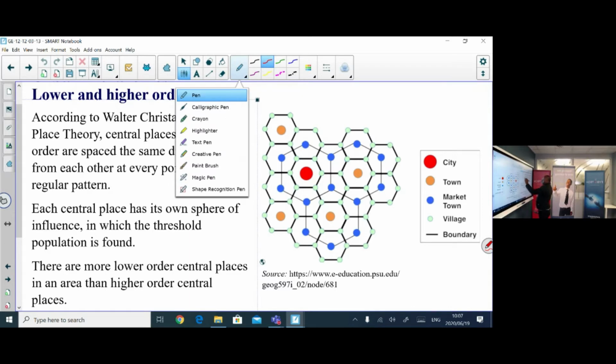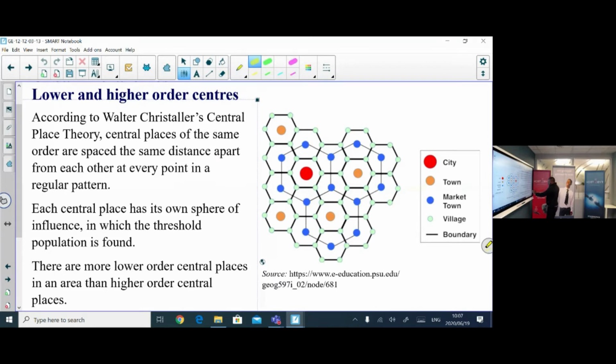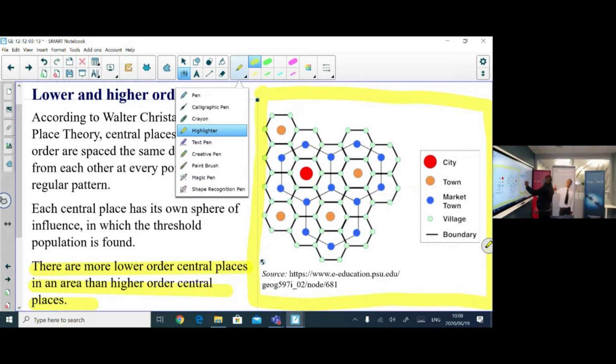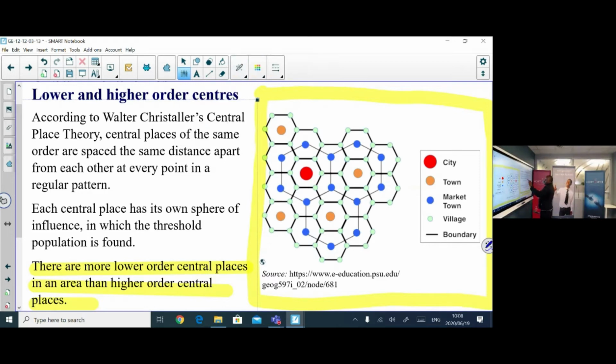On this one, you find there are more lower order central places in an area than higher order central places. If you look at this diagram here, you're going to see what we are talking about. Okay, we need to take the magic pen. I took the wrong pen.